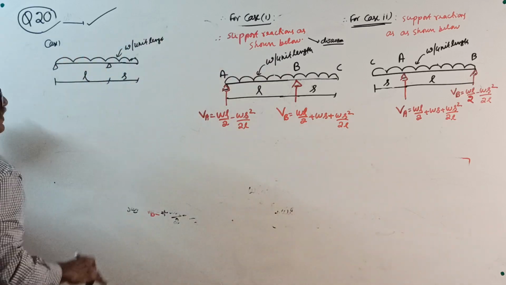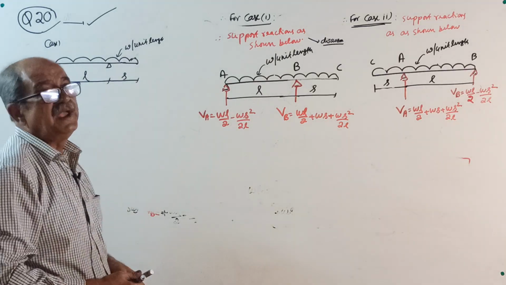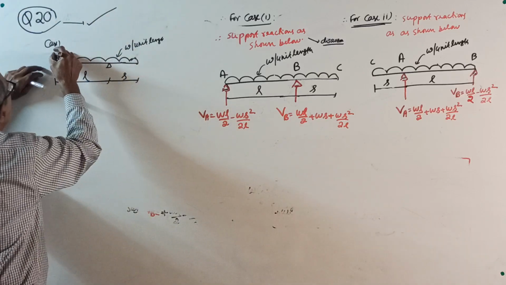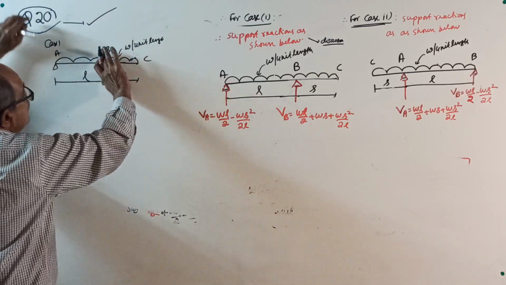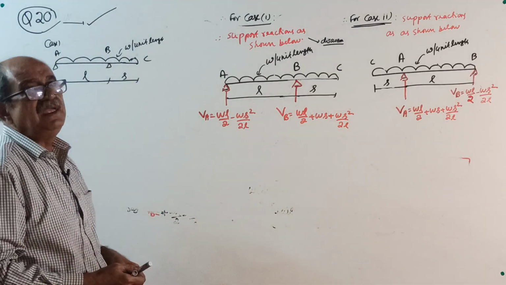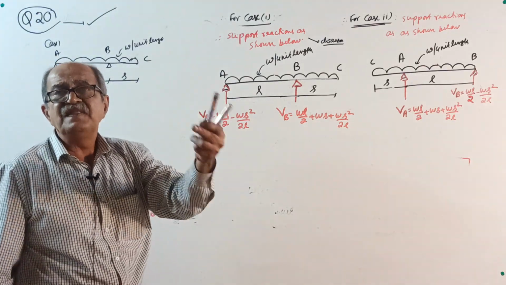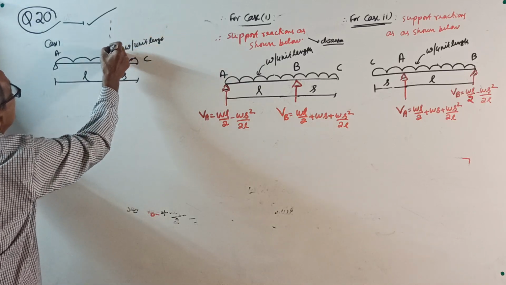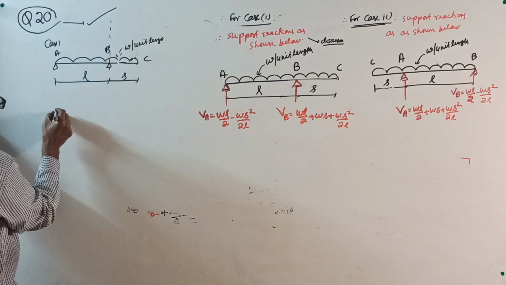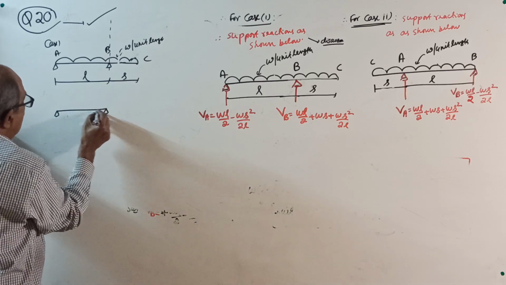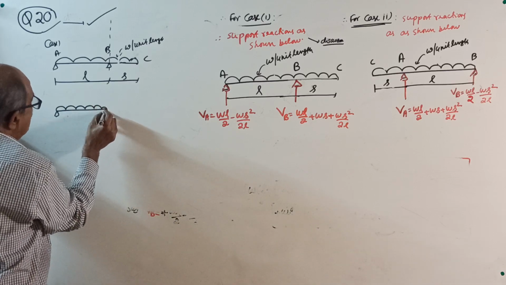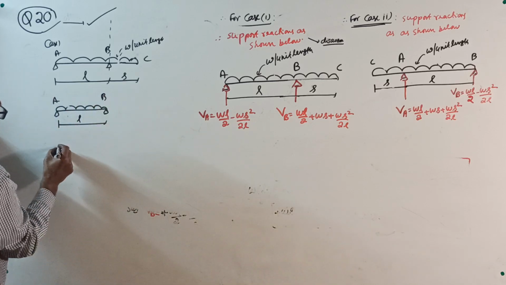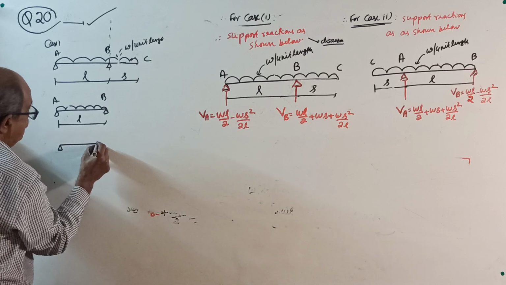See now, what you can do is remove that overhang. You can make a note: replace the overhang by an equivalent force and couple at the nearest support. Or, you break here. When you break here, you get a simply supported beam with the UDL, span L, AB.